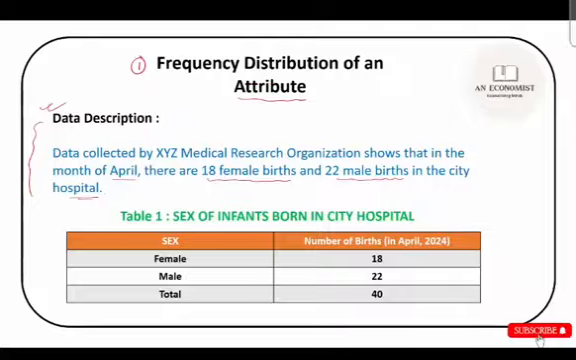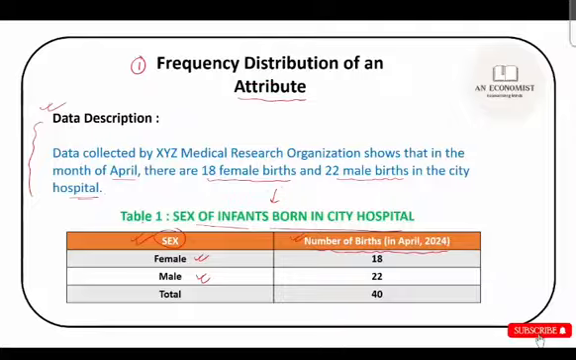Now as a statistician, you want to formally arrange it in a tabular fashion. So what would you do? Give a suitable title. Here I have written the sex of infants born in city hospital. On the left hand side, you write the variable under concern, that is the gender or the sex of the child. It could be either female or male. And on the right hand side, you mention the frequency. Frequency means the number of births in April 2022.